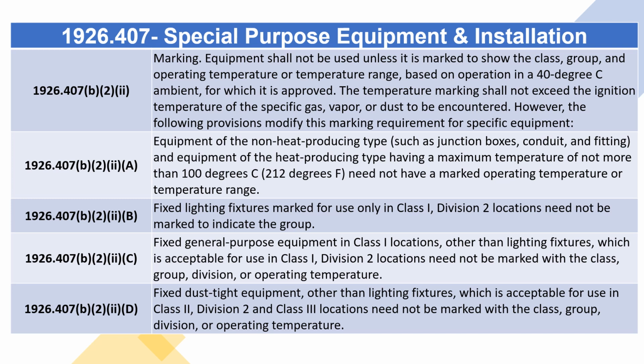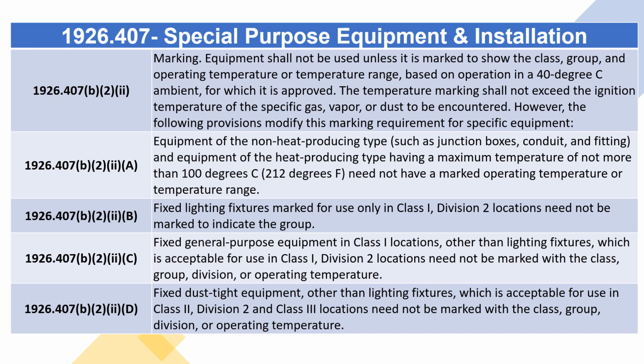1926.407 B2 A. Equipment of the non-heat producing type, such as junction boxes, conduit, and fittings, and equipment of the heat producing type having a maximum temperature of not more than 100 degrees Celsius, 212 degrees Fahrenheit, need not have a marked operating temperature or temperature range. 1926.407 B2 B. Fixed lighting fixtures marked for use only in Class 1, Division 2 locations need not be marked to indicate the group.